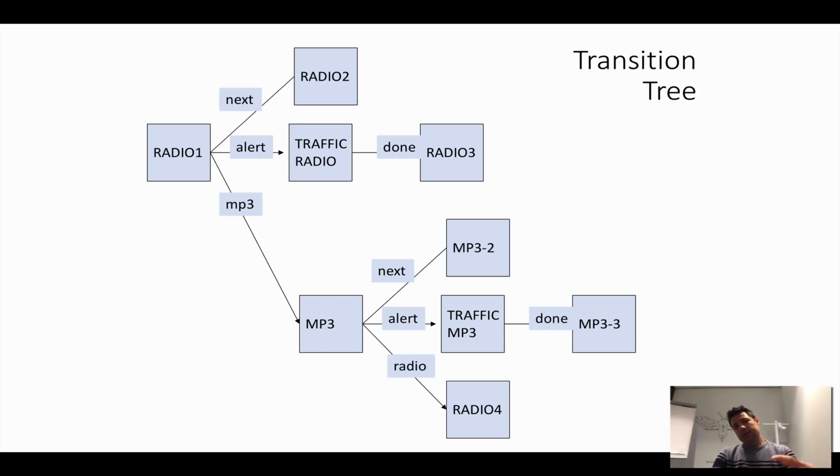If you try to expand this table into a tree, I start in any state, for example radio, and then I try next, I try alert, I try MP3, and then I keep expanding this tree. I stop whenever I see something that I saw before. For example, I started in radio. If I see radio again, I can stop, right? Because then I would start repeating the same tree. If I expand it, I now know all that I should test. I just need to test all the paths.